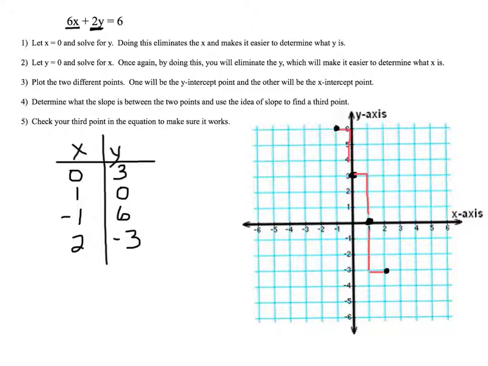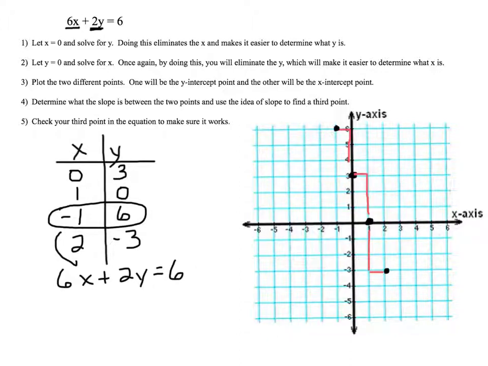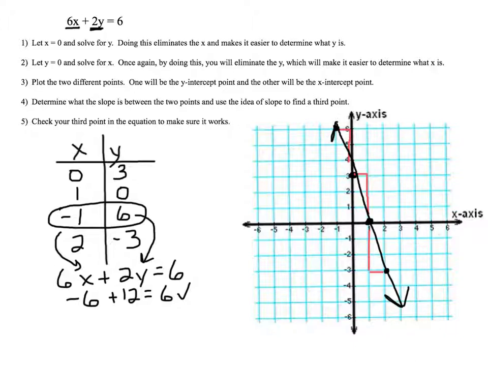I do want to make sure that whichever extra point I'm going to be using does work in my equation. So I have the equation 6x plus 2y is equal to 6. I want to make sure that the point negative 1, 6 does satisfy that. If I put negative 1 in for x, I get negative 6. If I put 6 in for y, I get 12. And certainly negative 6 plus 12 does equal 6. So now I can graph my line, and my line would look similar to that.